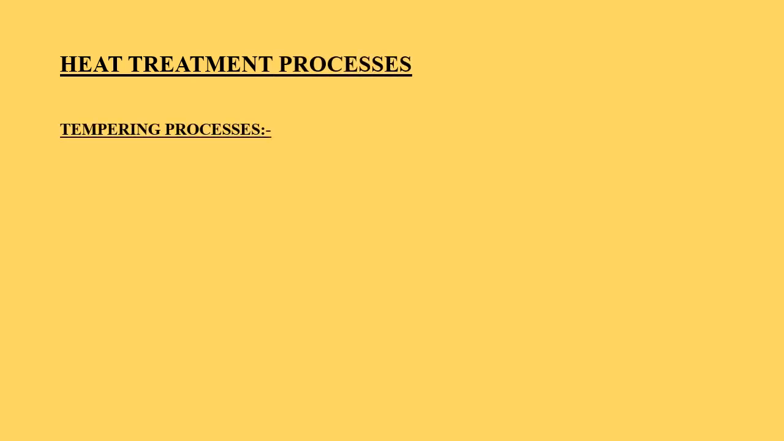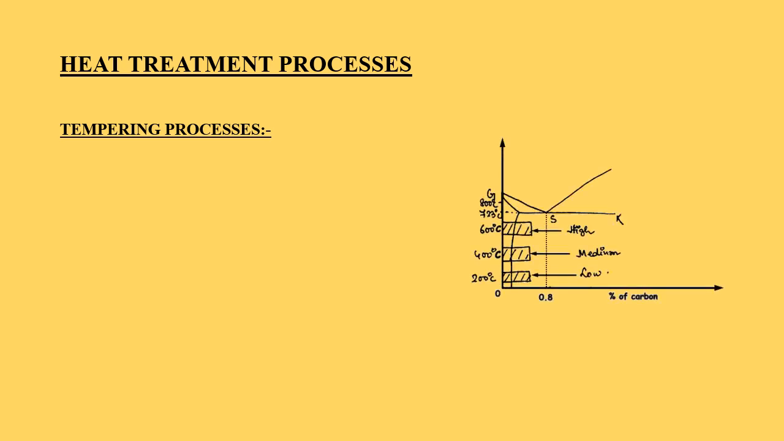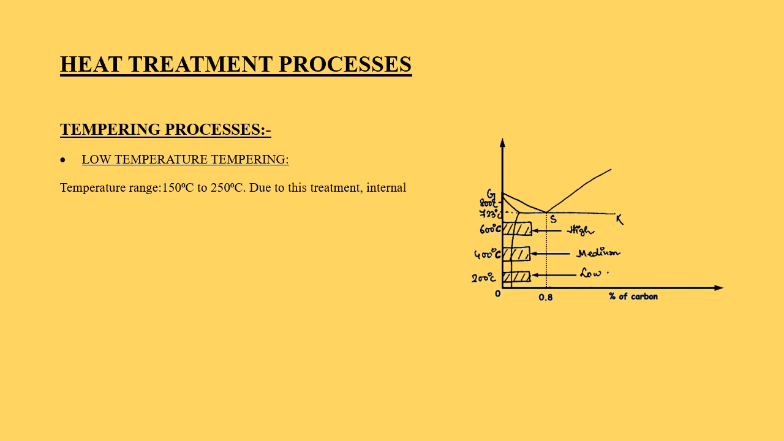The different tempering processes are low temperature tempering, medium temperature tempering, and high temperature tempering. In low temperature tempering, the steel is reheated at a temperature range of 150 degrees centigrade to 250 degrees centigrade. After this treatment, the internal stresses are reduced and the ductility is increased, but the extra hardness is not removed.